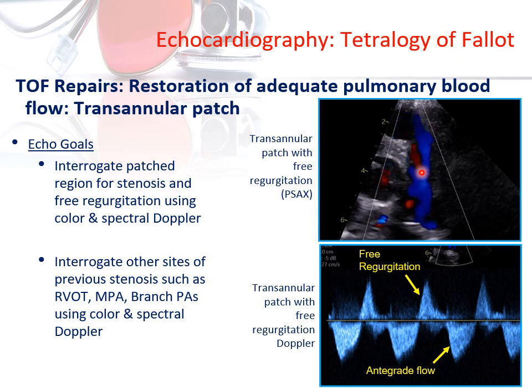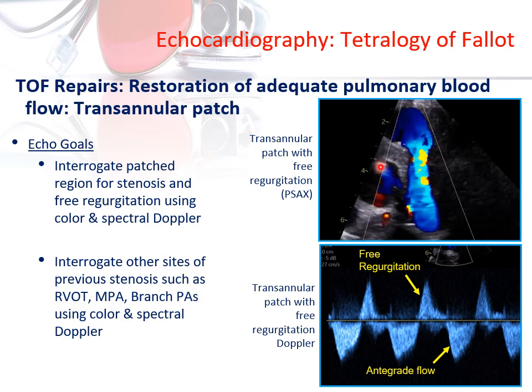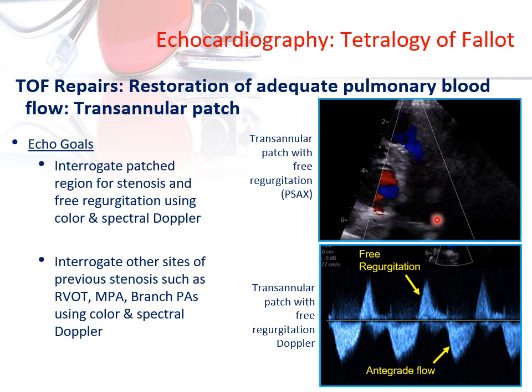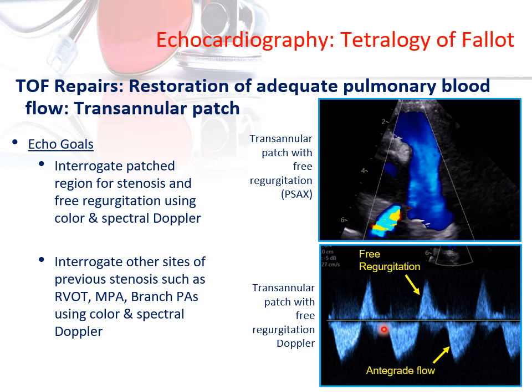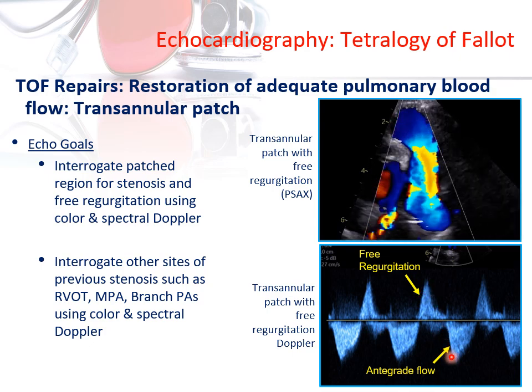And this is a really great video showing that free regurgitation. This is where the pulmonary valve was, and you can see the antegrade flow coming in here, and then immediately you can see the retrograde flow as free regurgitation here. And this is how it would look on a Doppler. This is your free regurgitation, and this is your normal antegrade flow.